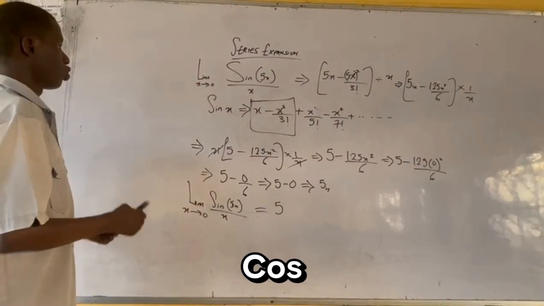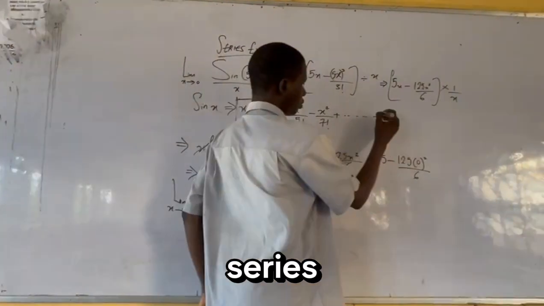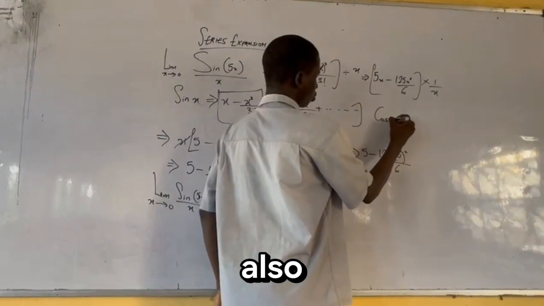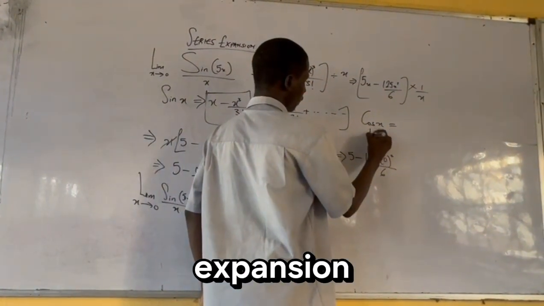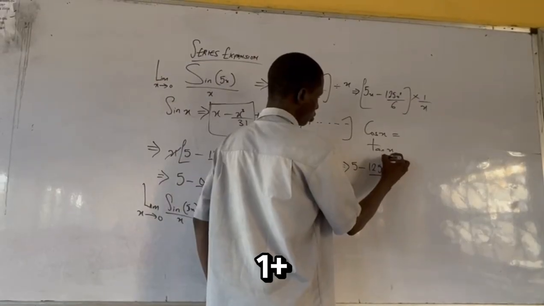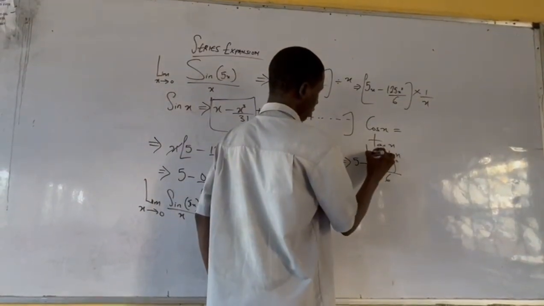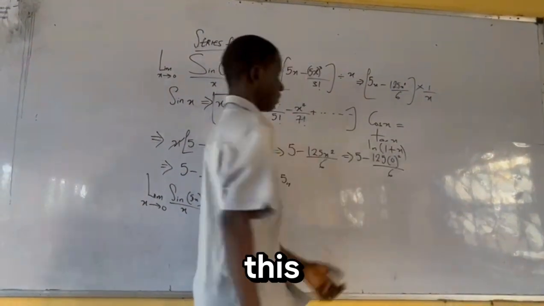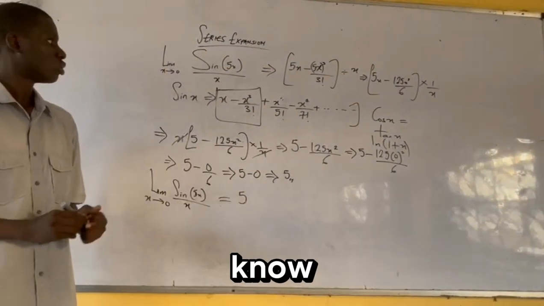We have the series expansion for cos x, also the series expansion for tan x, and for 1 plus x. So we have all these, that's just the key thing we should know. So that will be all.